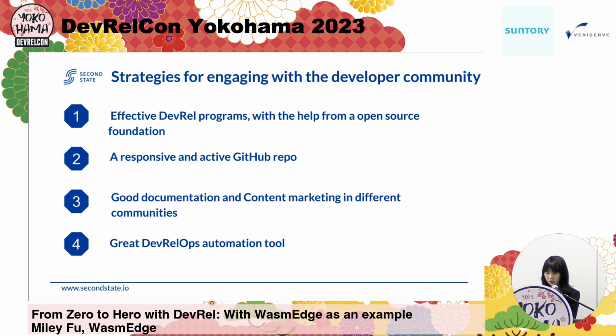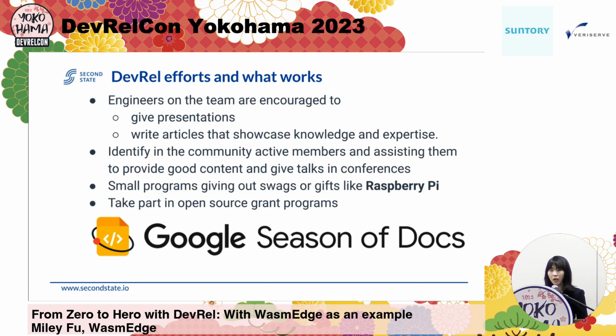So let's first talk about our DevRel efforts. Because we are a very small team of about 20 people, but 90% of them are engineers, they are encouraged to give talks and write content. We also encourage engineers in our community to write a lot of content. For example, when they have coded a demo based on WasmEdge, they are encouraged to share.